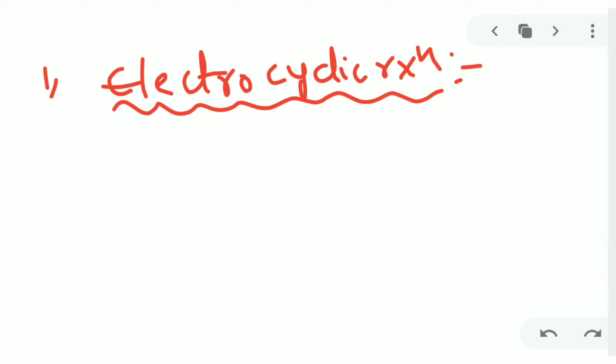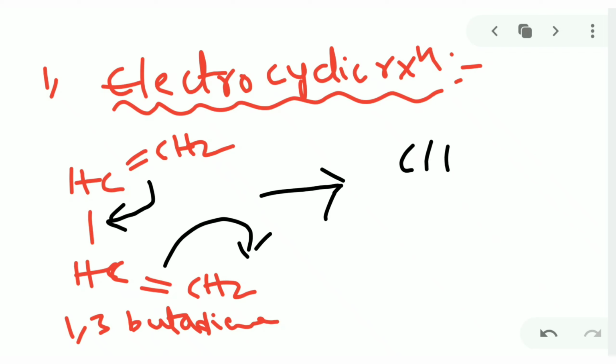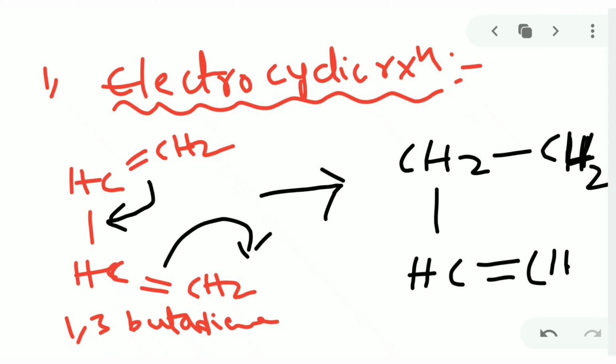First is the electrocyclic reaction with an example. Electro means electrons: a sigma bond is formed when the pi electron system is transferred, giving a cyclic adduct. For example, we take 1,3-butadiene. The bond shifts, this bond breaks, and the pi system is transferred, forming CH2. A new pi bond and sigma bond are formed, with CH2 and a CH double bond and CH. This is cyclobutene. So 1,3-butadiene is converted into cyclobutene.